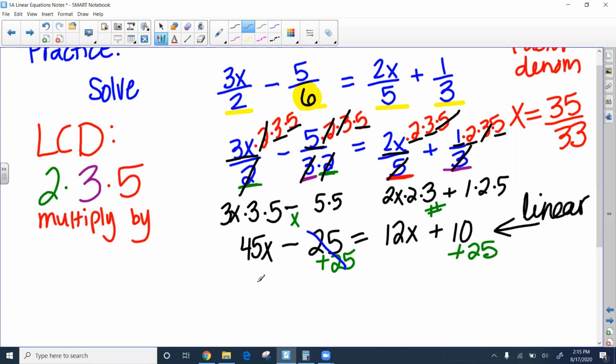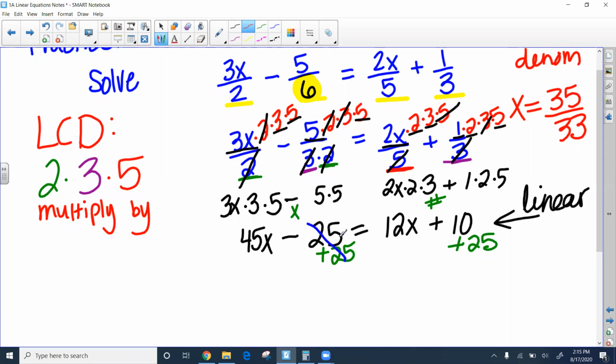Now, I'm going to do 2 steps at once, just to save a little time and space. And some of you probably do this as well. We're trying to get numbers only on the right. So from the right side, I need to subtract 12x to get rid of this. So I'm going to subtract 12x from both sides. On the right side, that will get rid of that 12x. So now on the left, I have 45x minus 12x, which would be 33x. On the right side, I have 10 plus 25, so that would be 35.